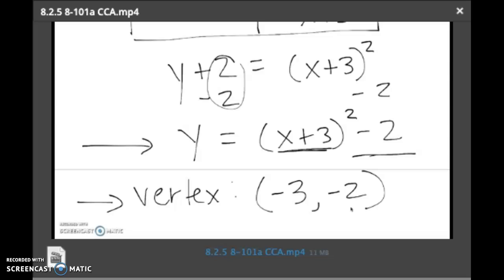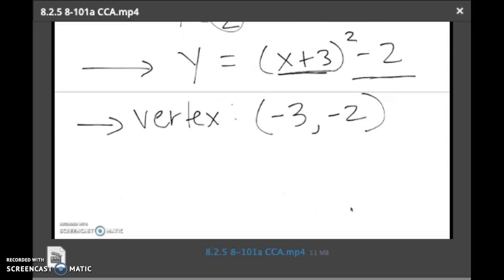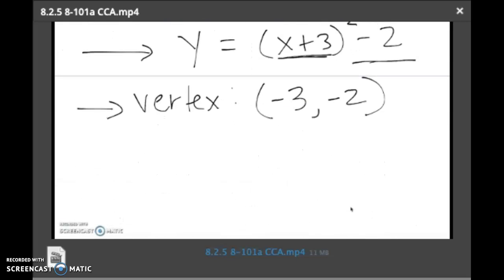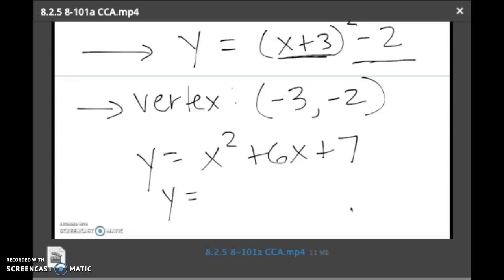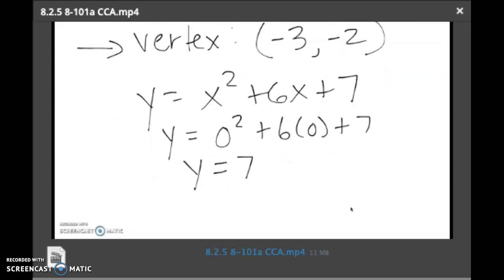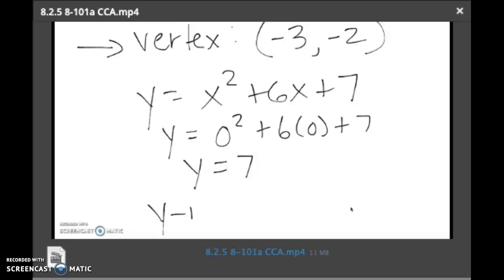Okay, and then to find the y-intercept, let's do this a couple ways. I'm going to go back to my original equation, which was y equals x squared plus 6x plus 7. So remember, to find the y-intercept, that's just where x equals 0. So I would just plug 0 in for all my x's. And when I solve that, I get that y equals 7. So my y-intercept is at the point (0, 7).